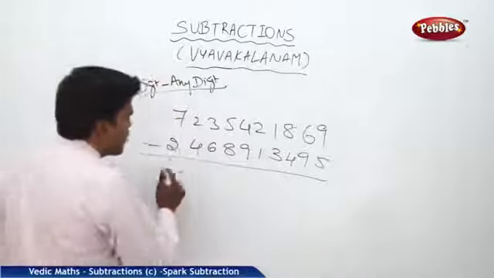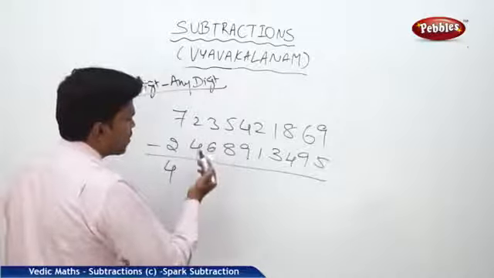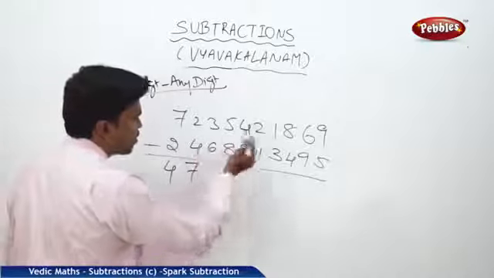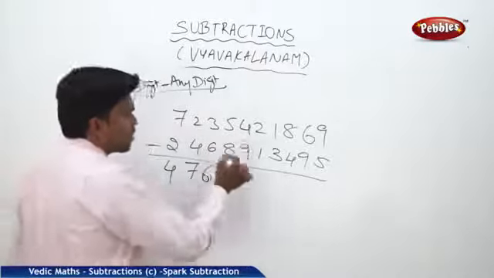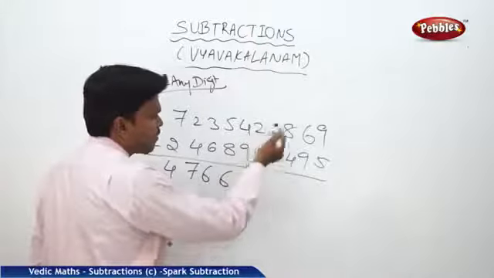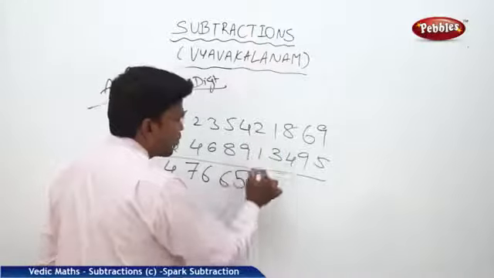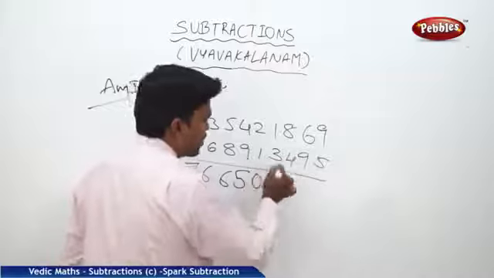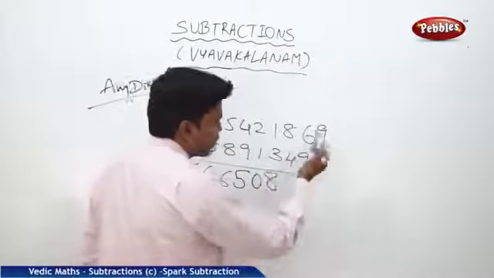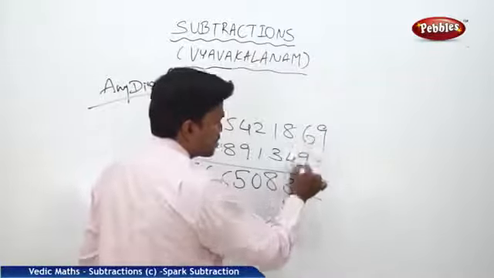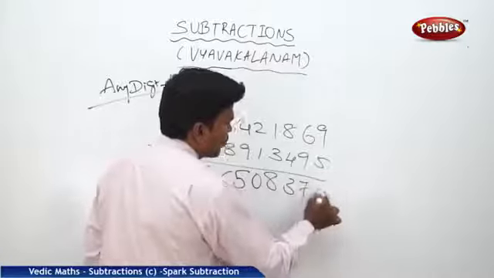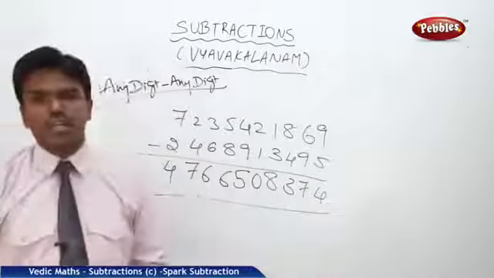Ready? 7 minus 2, 5, but 4. 2 plus 6, 8, but 7. 3 plus 4, 7, but 6. 5 plus 2, 7, but 6. 4 plus 1, 5, but 5 only. 2 minus 1, 1, but 0. 1 plus 7, 8, but 8 only. 8 minus 4, 4, but 3. 6 plus 1, 7, but 7 only. 9 minus 5, 4. That's it. This will be your answer.